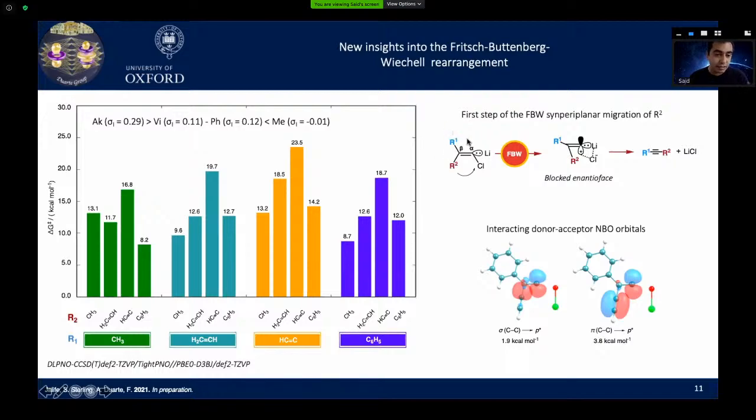In this case, where we have two methyl groups, the barrier shown is higher because this carbenoid shows a concerted pathway. It's not a stepwise, two-step reaction. So this is why we can say this carbenoid is out of this trend.